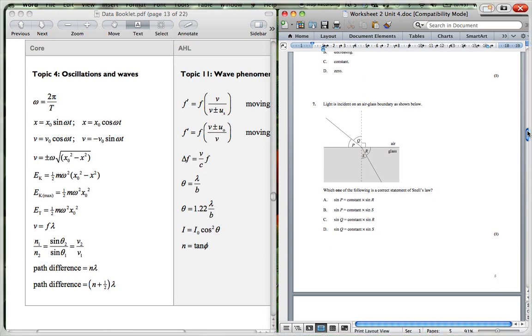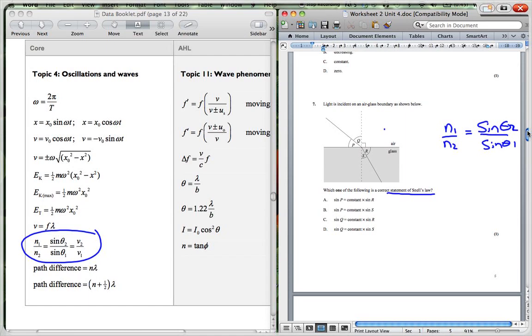It says light is incident on an air glass boundary as shown below. Which of the following is a correct statement of Snell's law? Alright, well, here we can actually use our data booklet. Here's our Snell's law there. And we are going to have n1 over n2 is equal to the sine of theta 2 over the sine of theta 1. That's what Snell's law is telling us.